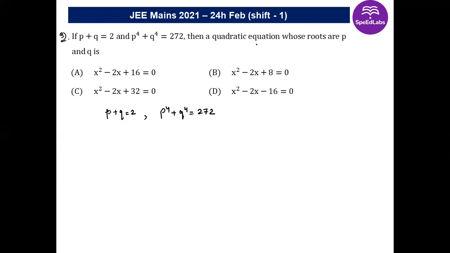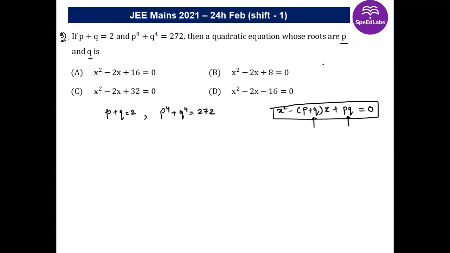Okay, so if you want to find a quadratic equation whose roots are p and q, can I say the quadratic equation will be x square minus the sum of roots, that is (p plus q) into x, plus the product of roots, that will be p into q, equals 0, right? This is the standard quadratic equation. So now that means we have to find p plus q and the value of pq.